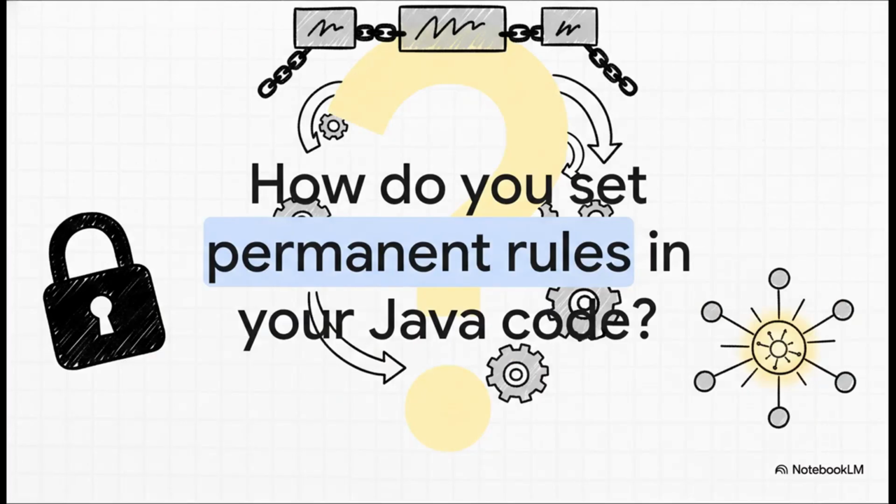So have you ever been writing code and thought, I really need to lock this value down? Set a rule that just can't be broken? Or maybe you needed one single resource that every single part of your program could use without you having to make a bunch of copies all over the place. Well, that's exactly what we're talking about today. We're going to look at the keywords that let you do precisely that. Create those unchangeable variables, those shared resources, and what we call true constants in Java.